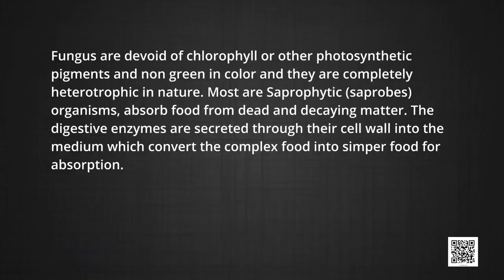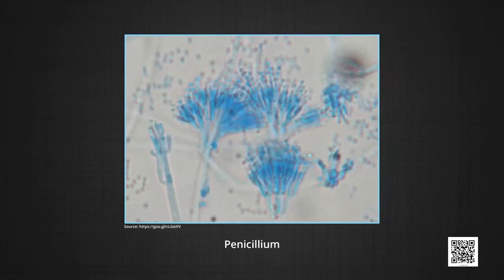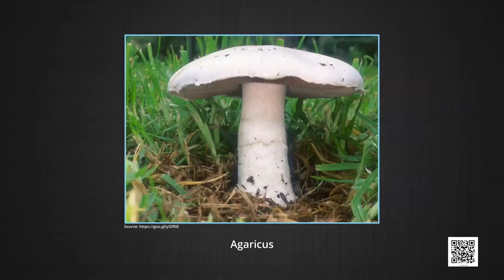Fungi are devoid of chlorophyll or other photosynthetic pigments and non-green in color, and they are completely heterotrophic in nature. Most are saprophytic, meaning saprobes, organisms that absorb food from dead and decaying matter. The digestive enzymes are secreted through their cell wall into the medium, which convert the complex food into simpler food for absorption. Examples: mucor, penicillium, aspergillus, agaricus, mushrooms, etc. Basically, fungi are decomposers. They help in recycling of inorganic and organic molecules in the biosphere.